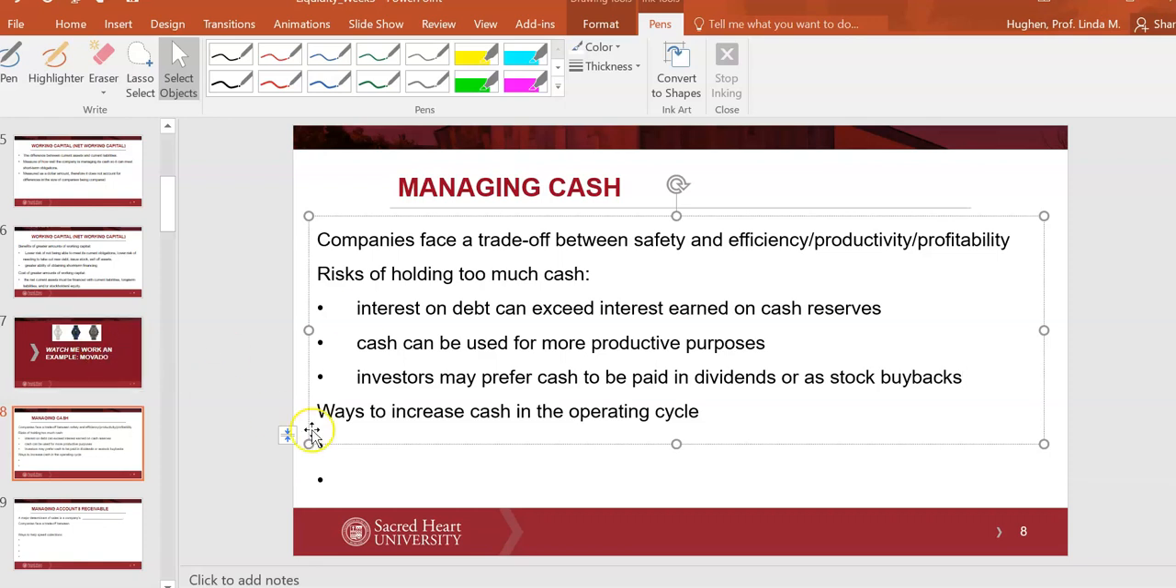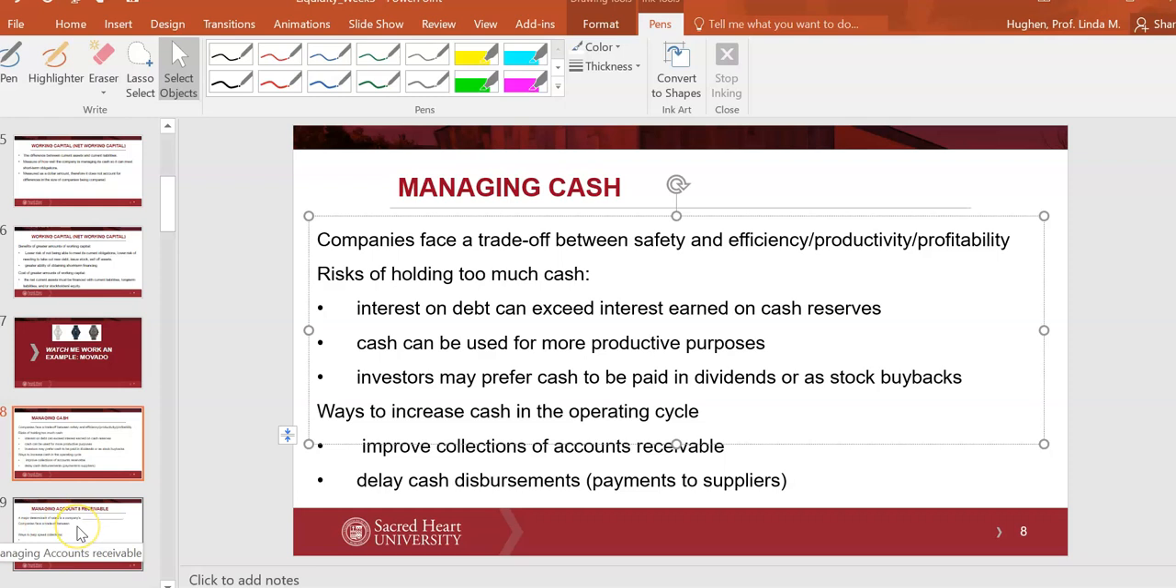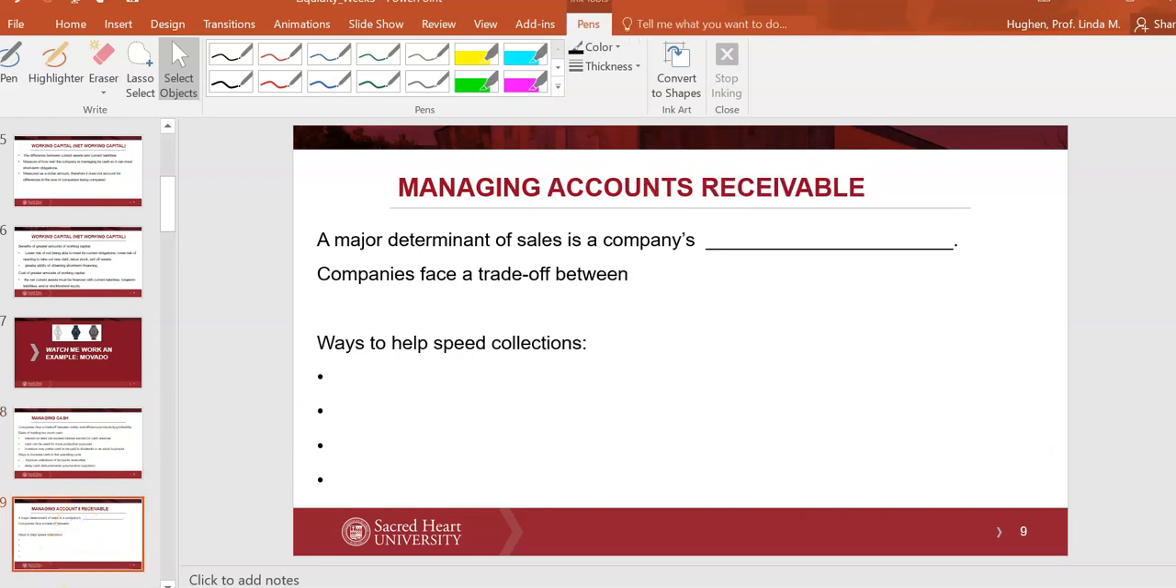A couple ways for companies to be able to increase cash in the operating cycle. Now, this doesn't mean we can't force more customers to come and buy our product. And we're talking about the operating cycle, so we're not talking about going out to a bank and taking out a long-term loan or note payable. One is to work on improving collections of accounts receivable. And we'll talk about that in just a moment. And another is to delay cash disbursements where possible. And what we mean by the cash disbursements are payments to suppliers. And we'll talk about that in some more detail shortly. First, let's get started with talking about managing accounts receivable.